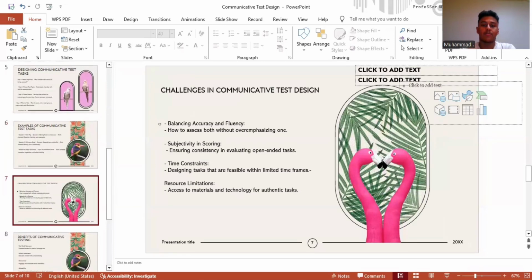Challenges in communicative test design: balancing accuracy and fluency, how to assess both without overemphasizing one. Subjectivity in scoring: ensuring consistency when evaluating open-ended tasks. Time constraints: designing tasks that are feasible within limited time frames. Resource limitations: access to materials and technology for authentic tests.